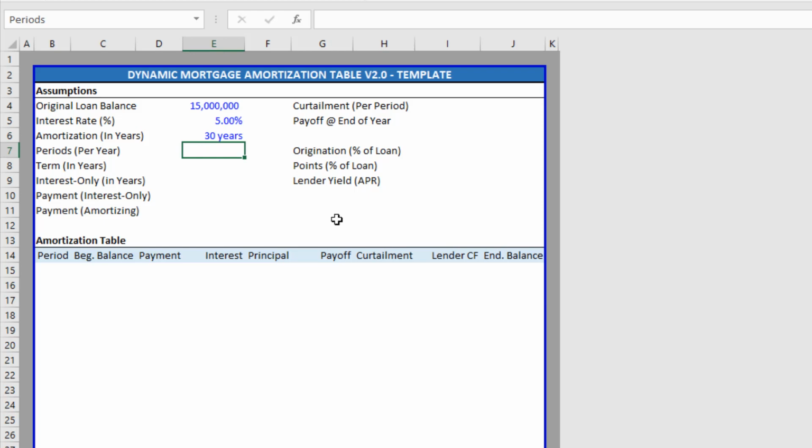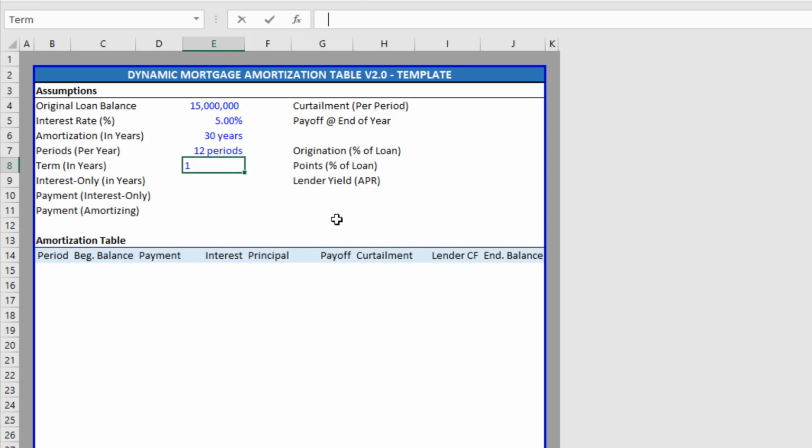And then periods. Now this is unique to this amortization table. Generally, you're looking at 12 periods in a year, but perhaps you have quarterly payments or maybe annual payments. We can change the number of periods per year, and that will adjust the frequency of those payments.